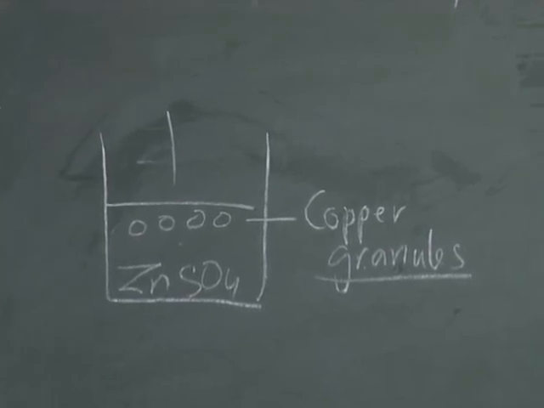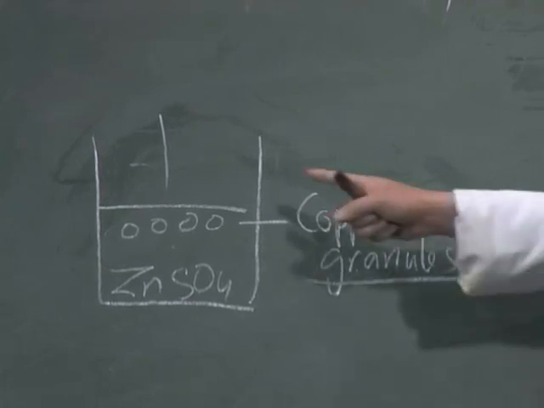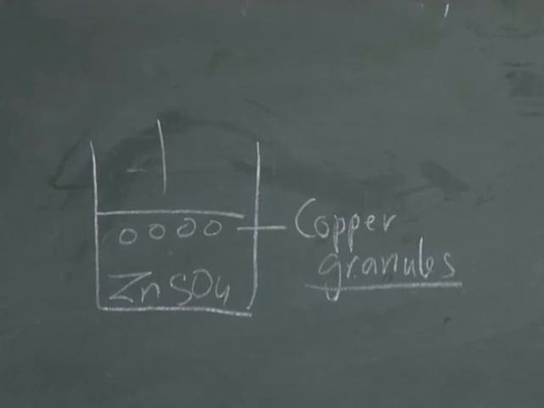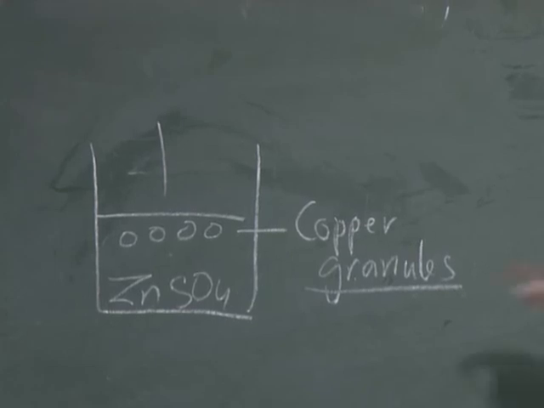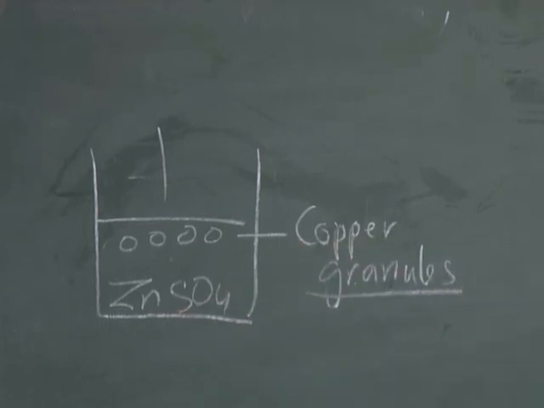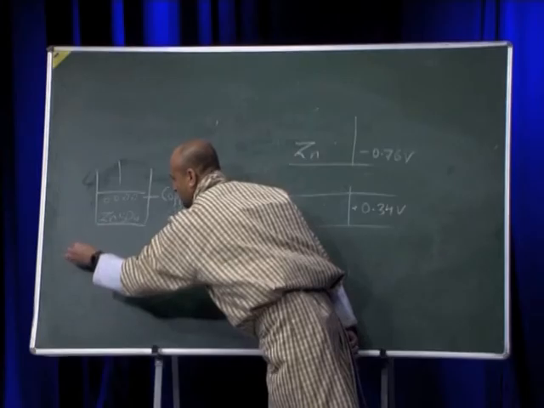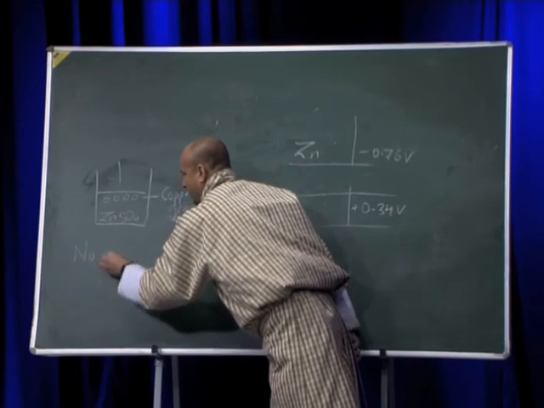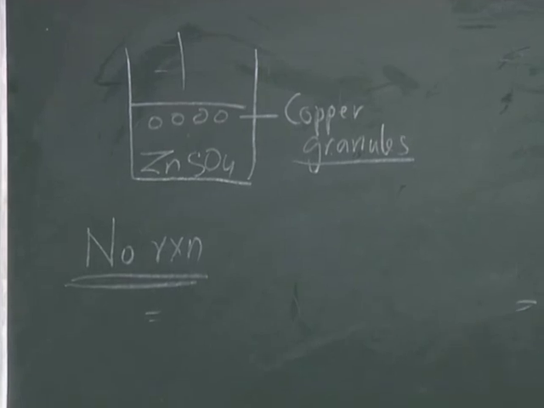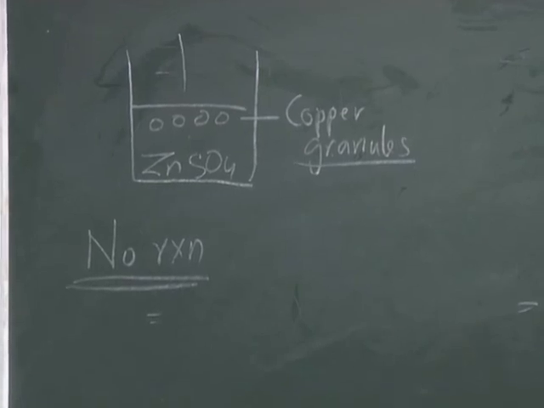Now, can copper displace zinc from here? Let's look at the reactivity. Which is more reactive? Zinc is more reactive. So, therefore, copper cannot displace zinc from zinc sulfate solution. So, here no reaction will take place. No reaction will take place here because copper cannot displace zinc from zinc sulfate solution.